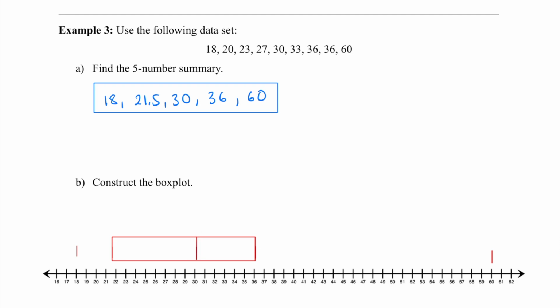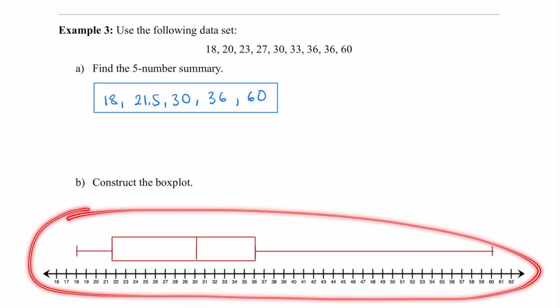Now, draw the whiskers. The left whisker extends from Q1 down to the minimum value, 18. The right whisker extends from Q3 up to the maximum value, 60. And this is our box plot.